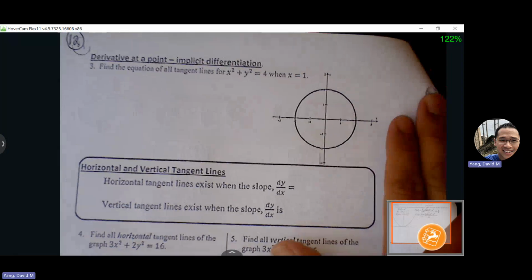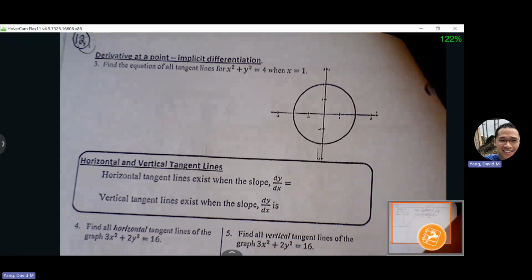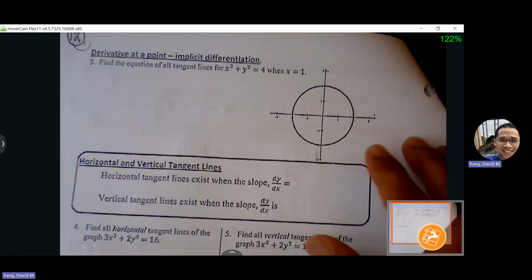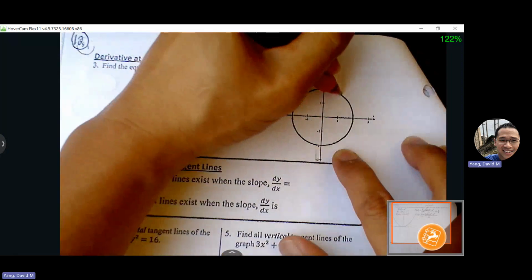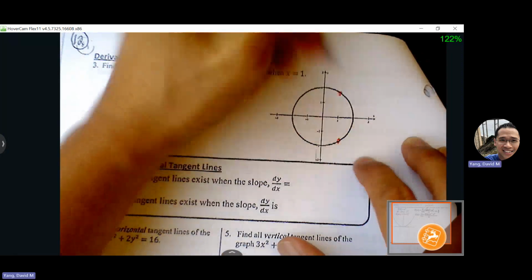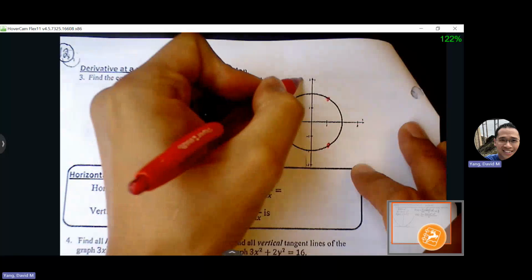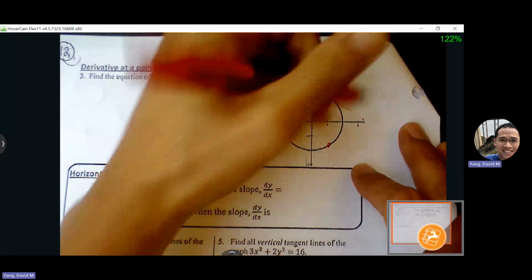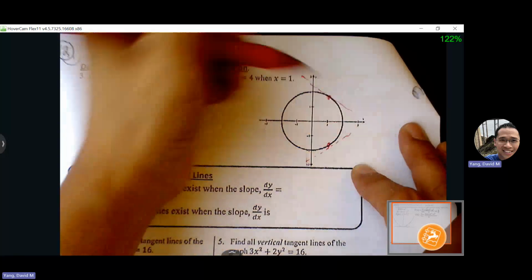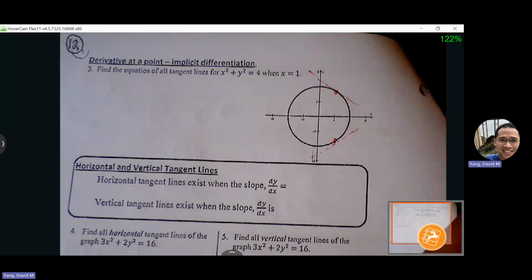How many tangent lines are we expecting? 2, right? So you can imagine that at x equals 1, there's going to be 2 different locations, and you're going to get 2 different slopes, 2 different points, 2 different tangent line equations, right? So let's go ahead and find our derivative. And then we'll see if the function and derivative will give us enough information to build those tangent lines.